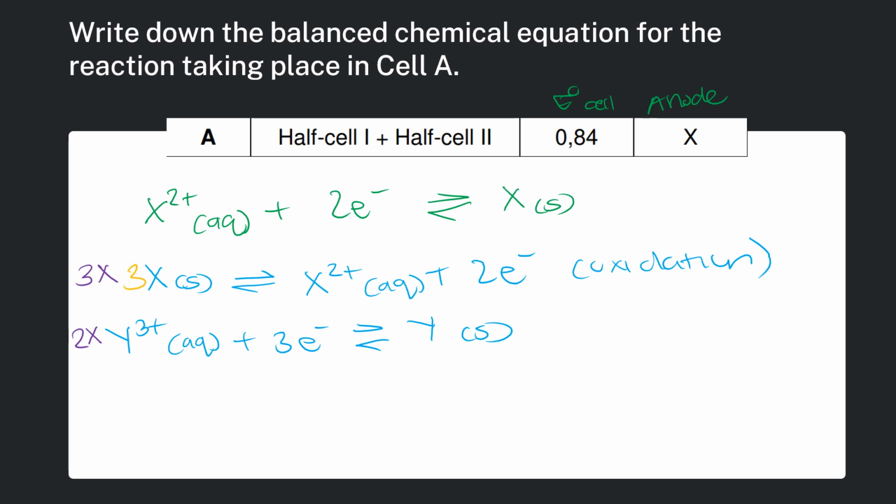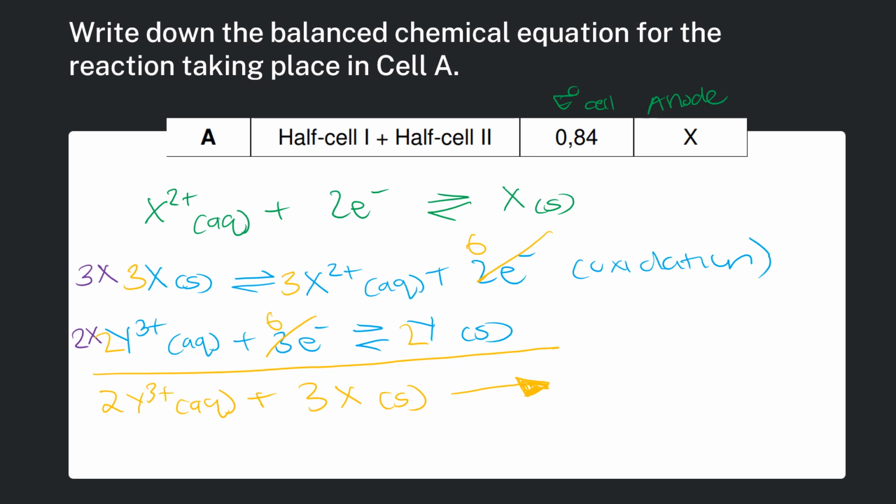3 times X gives us 3X. 3 times X2+ gives us 3X2+. And 3 times 2 gives us 6 electrons. 2 times Y gives us 2Y3+, and 3 electrons times 2 gives us 6 electrons. To get our net ionic equation, we cross out the 6 electrons on each side. Then we're left with 2Y3+ aqueous plus 3X solid, which becomes 3X2+ aqueous plus 2Y solid.